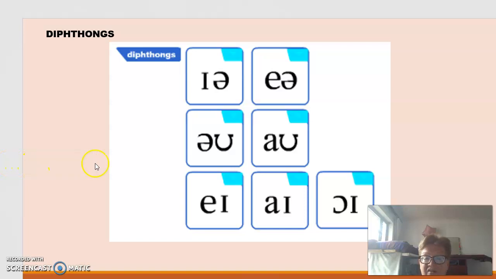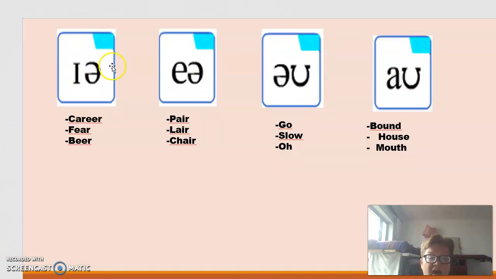Here we have the diphthongs. Yes, remember it's the sound when 2 vowels are together. And the diphthongs have a different sound. Let's see the sounds of the diphthongs. We have this one that is ear, like career, fear, veer. This one, air, payer, layer, share. O, go, slow. O, bound, house, mouth.